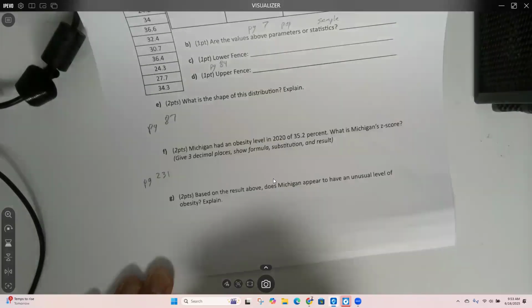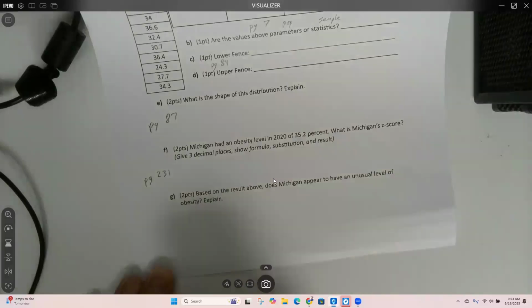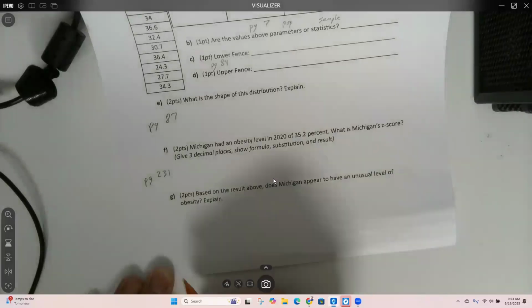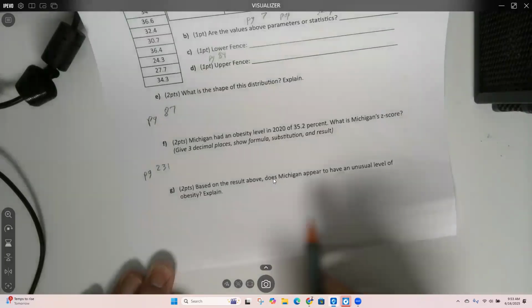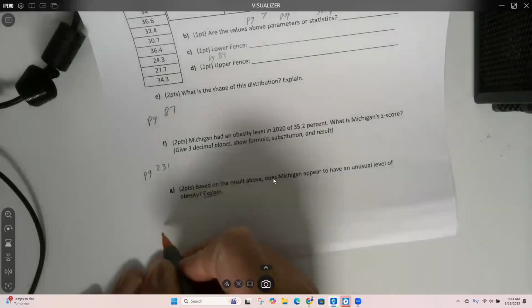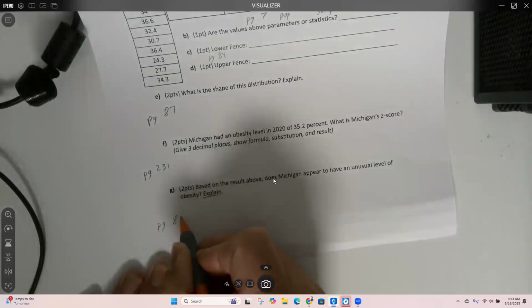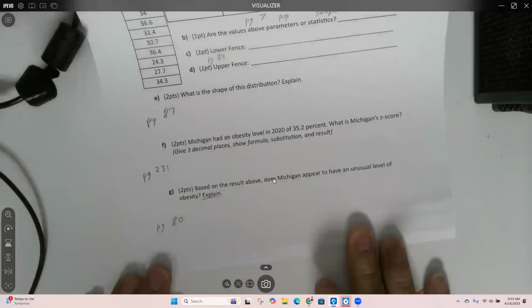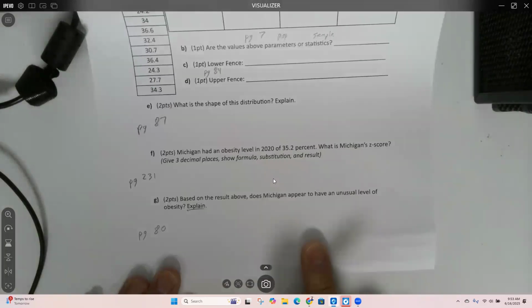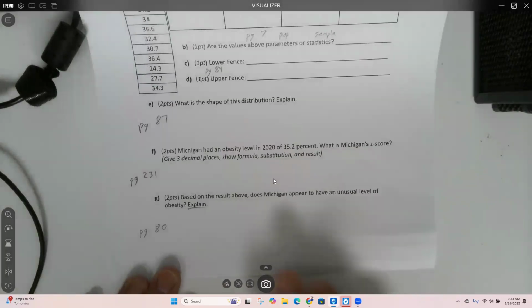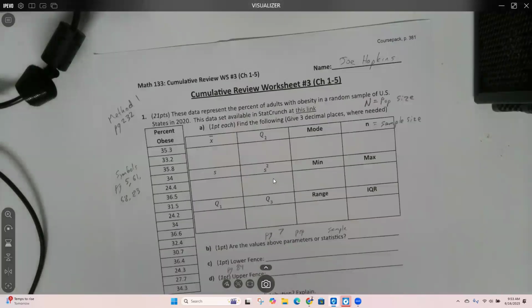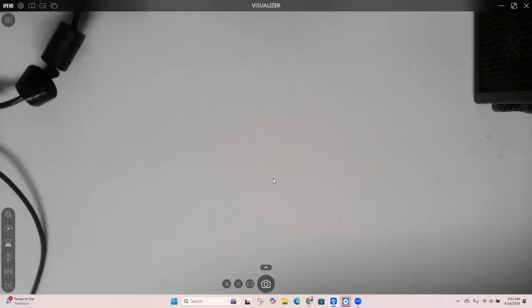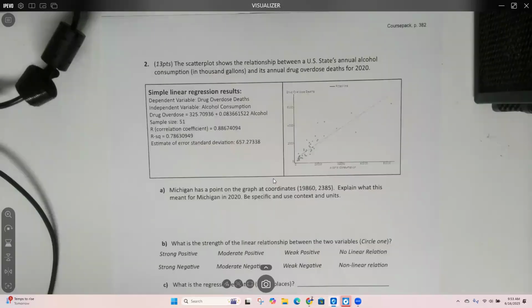And we consider anything that's past 2, so either greater than 2 or less than -2, we consider that unusual, right? So does Michigan have an unusual obesity level? You'll find that on page 80, okay? So if your z-score, your standard deviation count, is between 2 and -2, so it's a very small number, then no, it's not unusual.